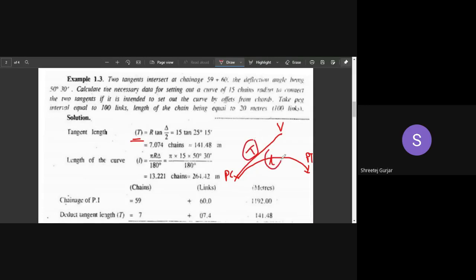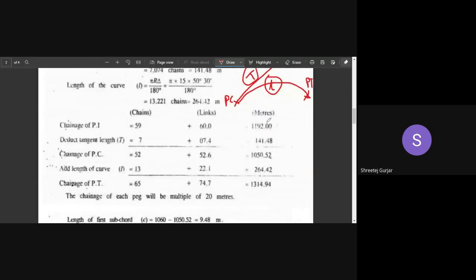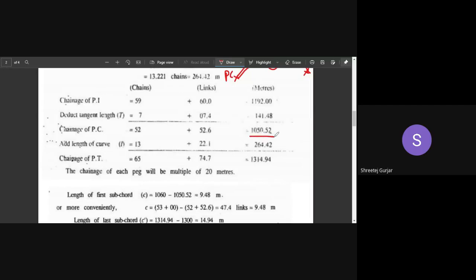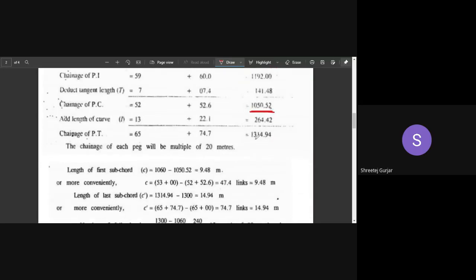So we have calculated the tangent length and the length of the curve. We know the chainage of PC and the chainage of PT. I hope you recall all these things. So this was the chainage of PC, and this was the chainage of PT, 1050 and 1314. The peg interval was 20 meters, right? 20 meters was the peg interval given to us.